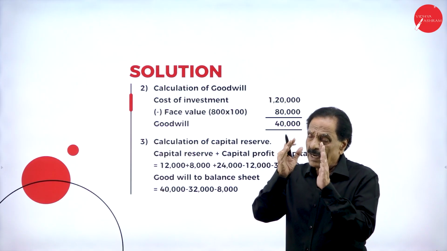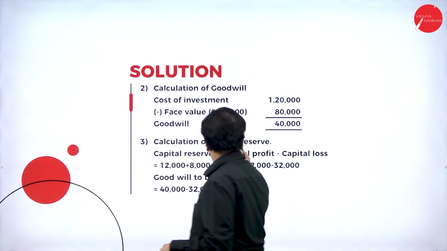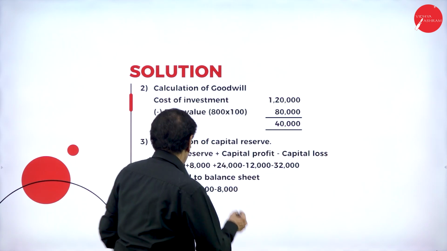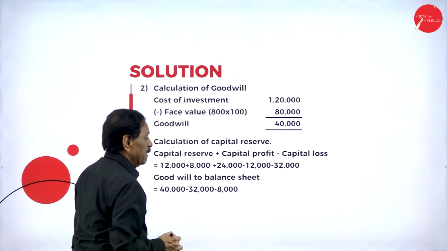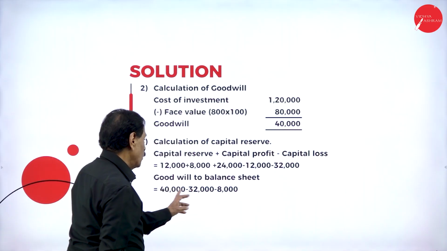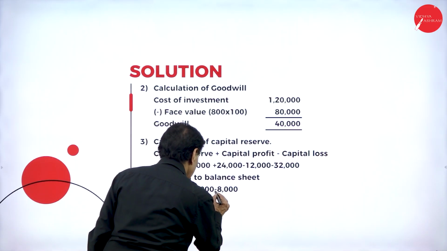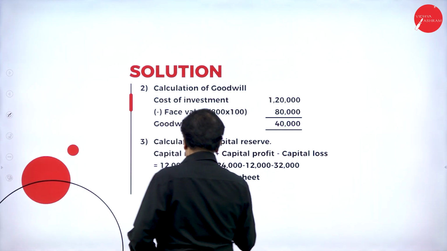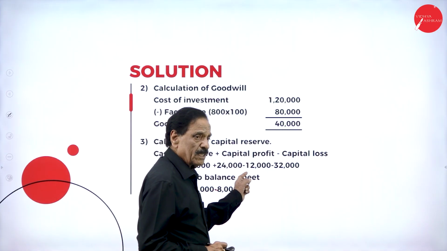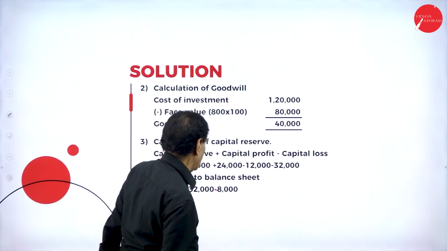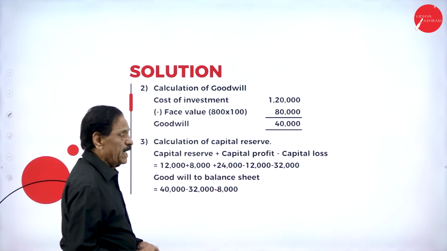In the balance sheet, either the capital reserve or the goodwill, any one of the two should appear. In the calculation, capital profit, your capital reserve is 12 plus 8 plus 24. Your capital loss is 12 minus 32,000. Goodwill will go to balance sheet. 40,000 minus 32,000, that is 8,000 will go to balance sheet here. Totally capital reserve 12,000, 8,000, 24,000 minus loss. This is 12,000 minus 32,000. Goodwill going to balance sheet is 40 minus 32,000, which is 8,000.